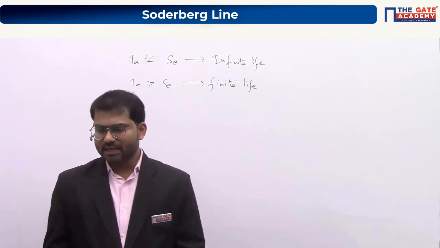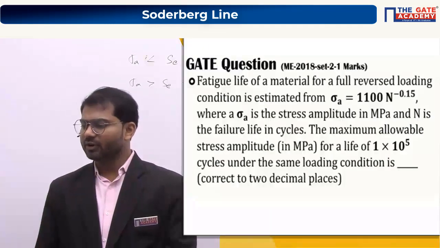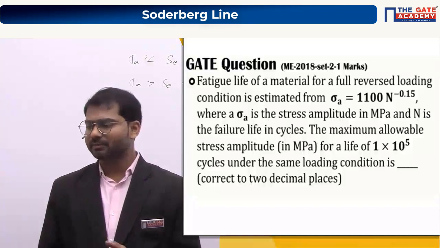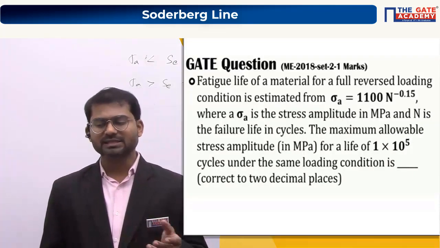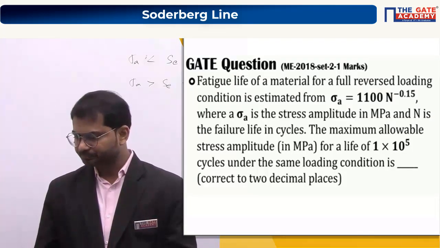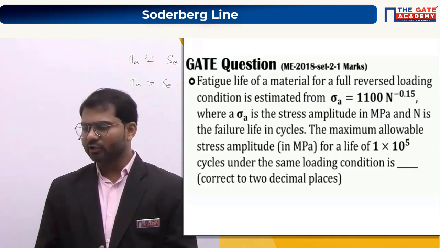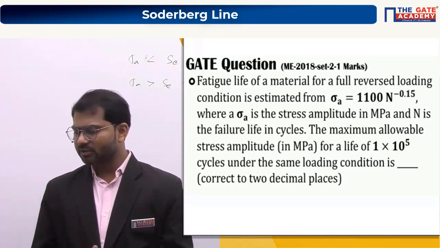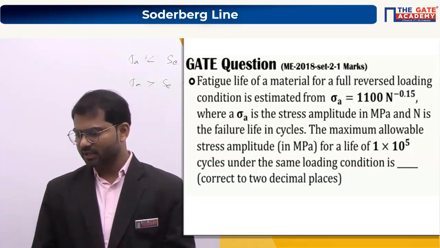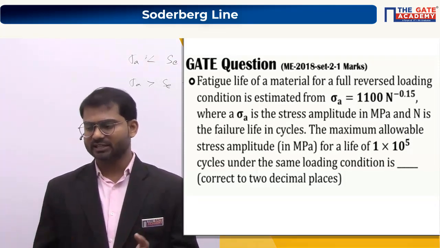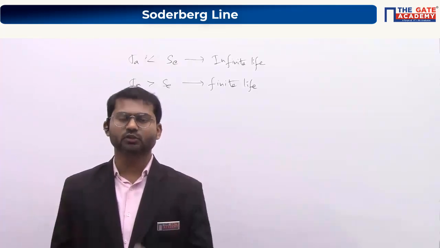Very simple question. They're asking that the fatigue life of a material for a fully reversed loading condition is estimated from sigma_a = 1100 N^(-0.15). That means they've given the stress amplitude and number of cycles variation, where stress amplitude is in megapascal and N is the failure life in cycles. The maximum allowable stress amplitude for a life of 10^5 cycles under the same loading condition is? Simply, they are giving the number of cycles and expecting you to get the value of stress amplitude. They have given you the formula and they are expecting us to use it.